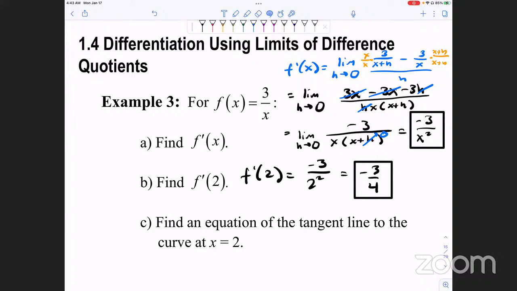Okay. So we're going to use y equals mx plus b really quickly. We've got the slope, we need the y-intercept. So when x is 2, y is 3/2. So we're going to say 3/2 equals -3/4 times 2 plus b. The only thing we don't know is our y-intercept.